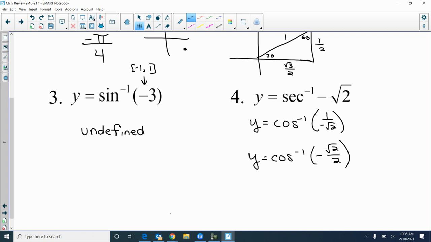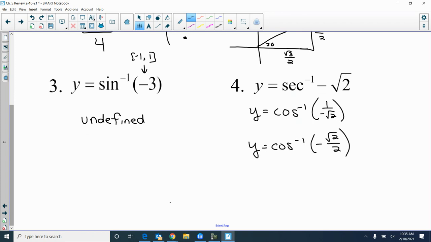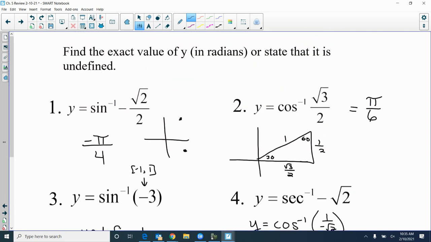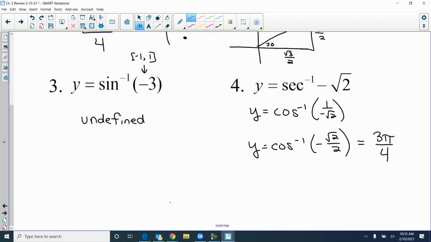All right, good. Emily, you got it? No. Still thinking? Cole DeLuca. I got 3 pi over 4. You got 3 pi over 4. You confident in that answer? Pretty confident. All right, it is correct. Find the exact value of y in radians, or state that it is undefined. Just making sure, 3 pi over 4.